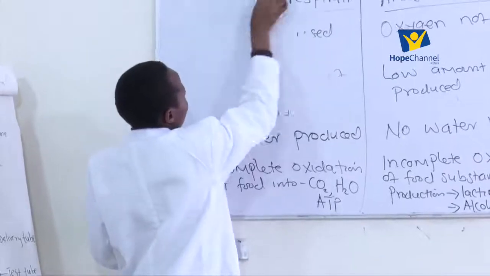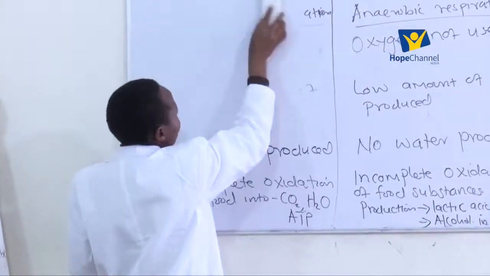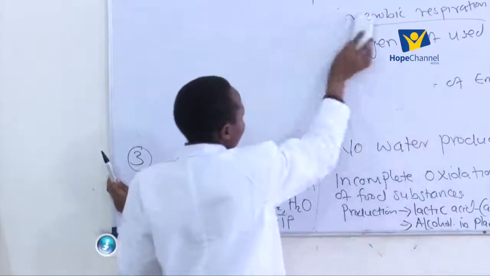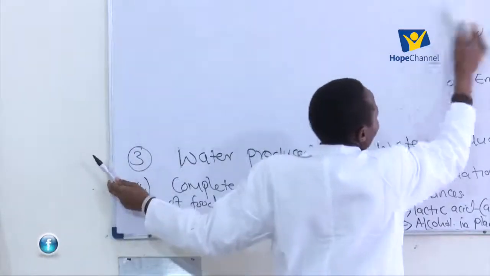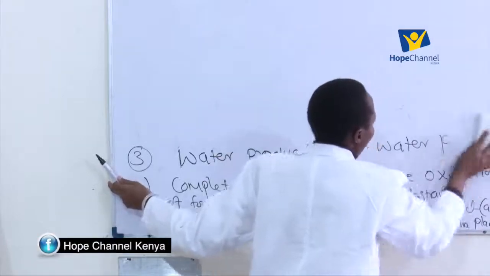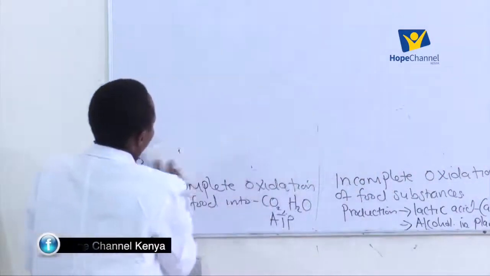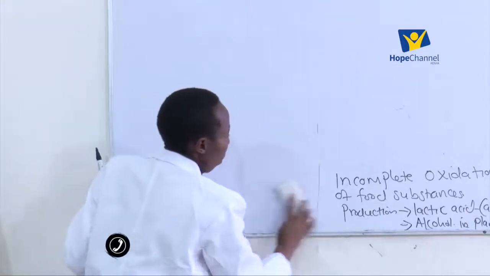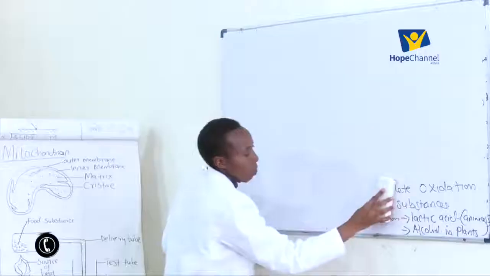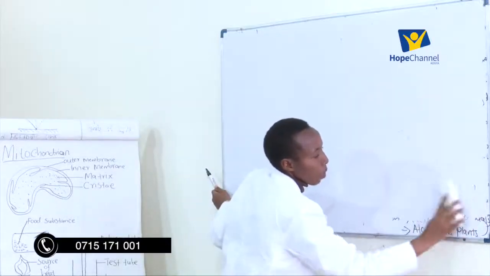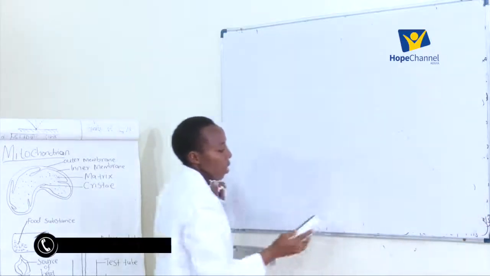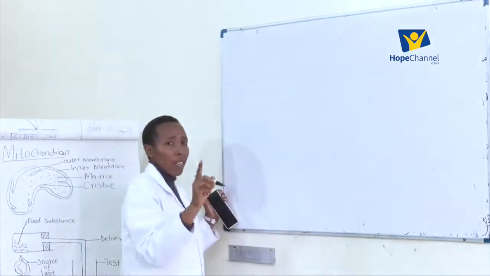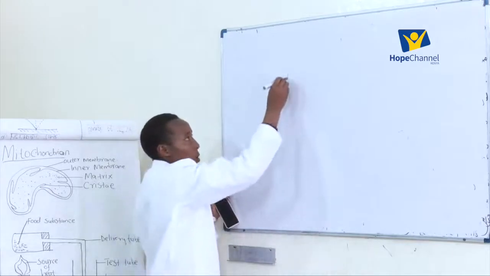Now when we have accumulation of alcohol, when there is anaerobic respiration, what happens? Alcohol is produced, and especially in plants. So when you have accumulation of alcohol, you form something else. It is very important that we mention that during anaerobic respiration, you realize that there is accumulation of alcohol.